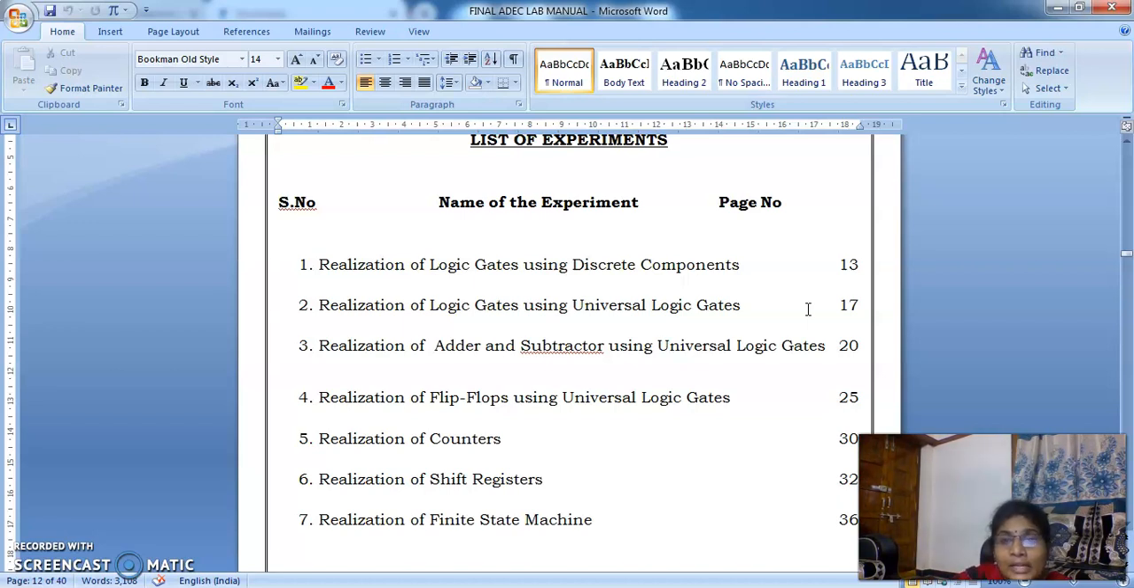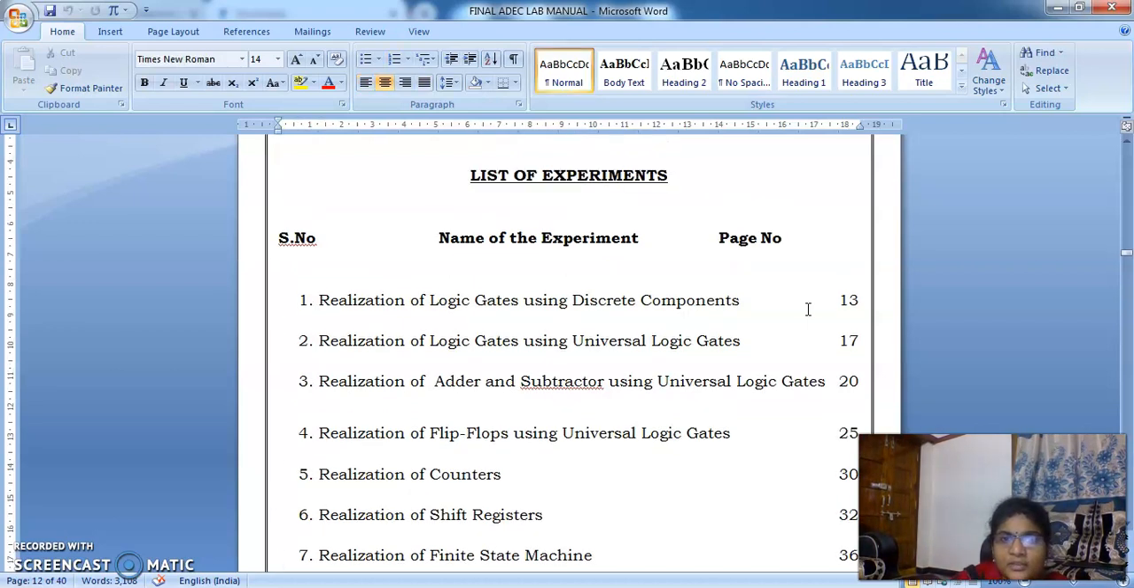The detailed explanation of each and every experiment will be given in the next sessions. First, I'll give the overview. I have discussed the experiments, but to do them we need to know some basic things, so we'll discuss those first.